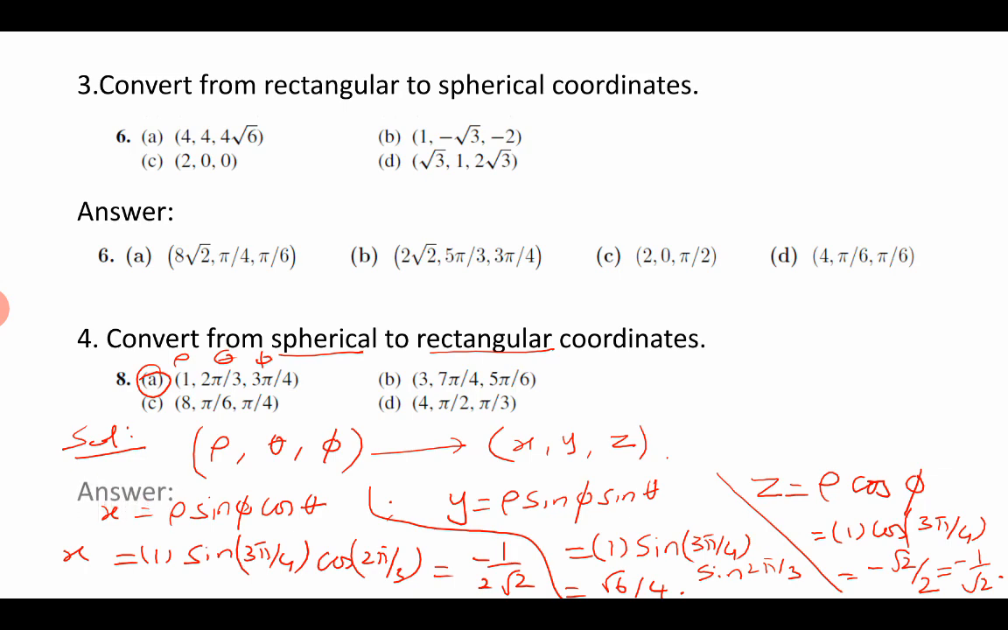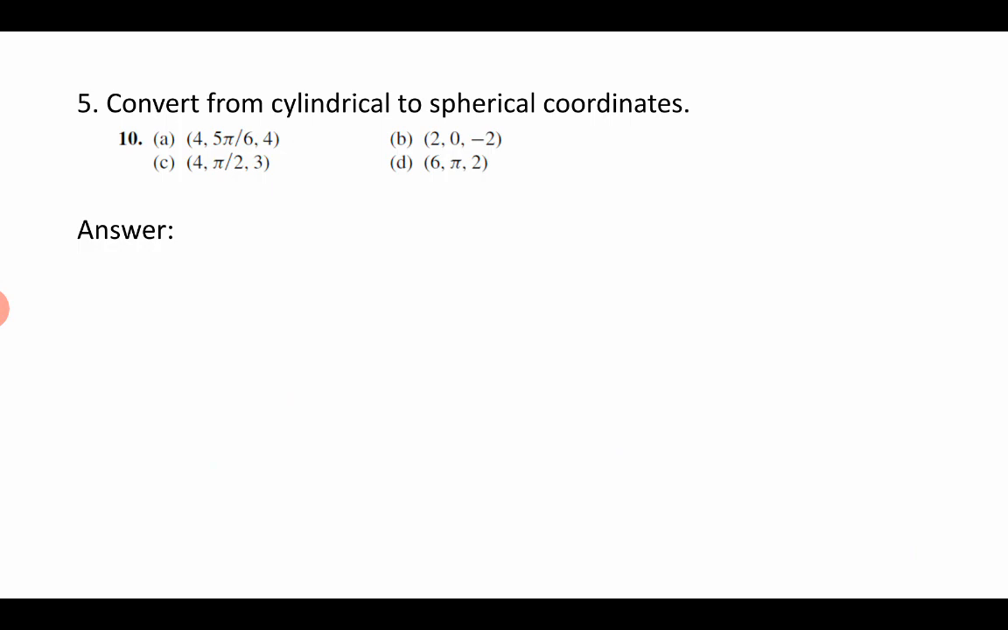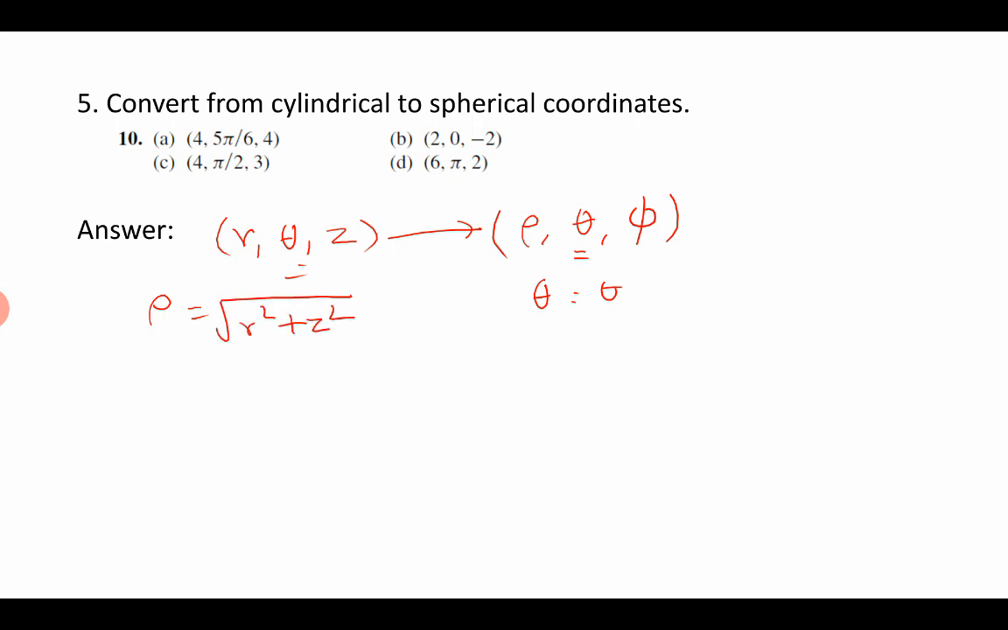Next, convert from cylindrical to spherical coordinate system. Let's write the cylindrical coordinate system r, theta, z to spherical rho, theta, phi. So this is what we are looking for, rho and phi. There is no change in theta, remember. So the formula of rho should be written in terms of r and z, isn't it? So that is the square root of r squared plus z squared.